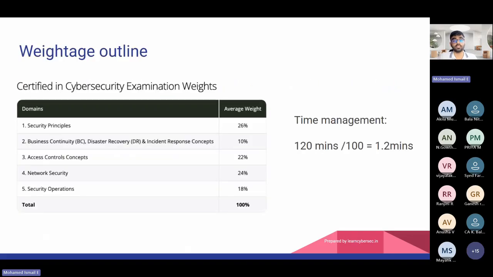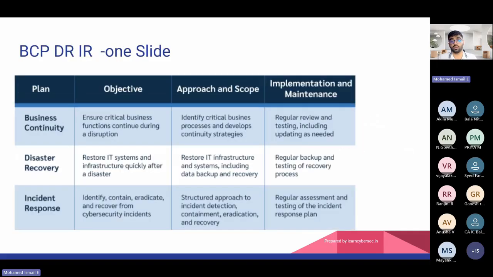Before that, let's see this outline. I would like to remind you about the outline. This outline is important as you need to score more than 50 in all 5 domains. The domain which we will cover today is just 10%. So it's an easy one. You can score that 10% easily just by understanding these 3 concepts. So the 10% weightage is the topic we are going to cover today.